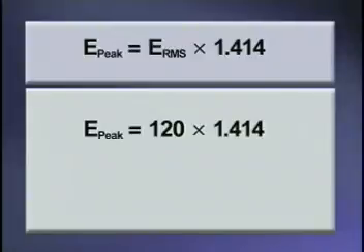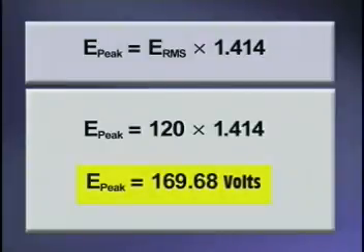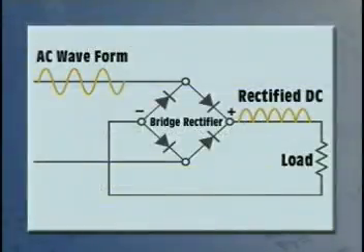To determine the peak value, multiply 120 by 1.414. The waveform has a peak value of 169.68 volts. Another common value is called the average value.